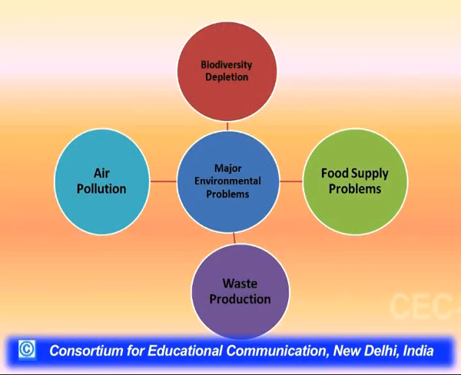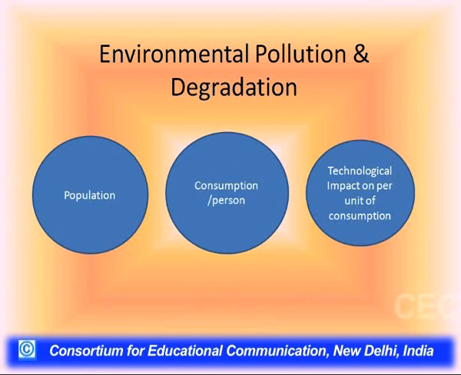So we have to increase the awareness among the people. There are many environmental problems we are talking of, maybe the problem of air pollution, biodiversity depletion, food supply problems, or waste production problems. These problems, as we have discussed, are bound to happen. We cannot avoid them. By default, it is part of an economic process, part of the resource utilization process. What we can do is increase the efficiency and reduce the production.